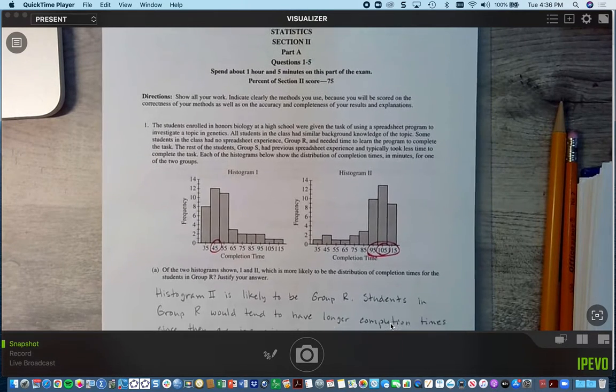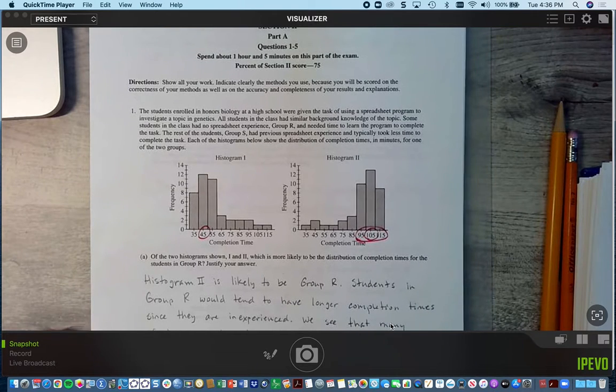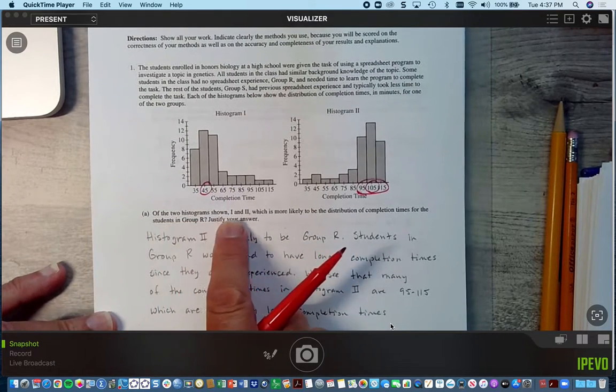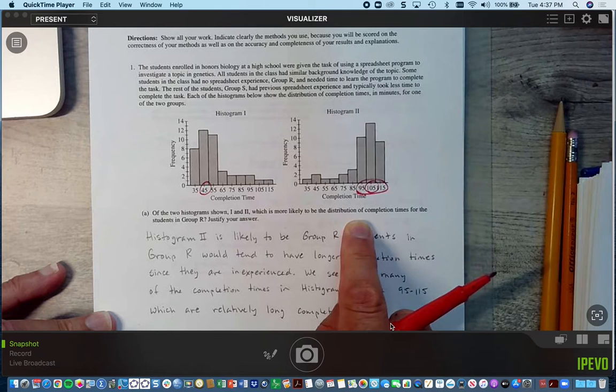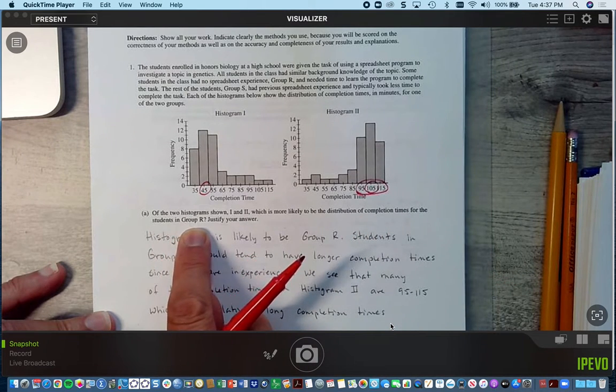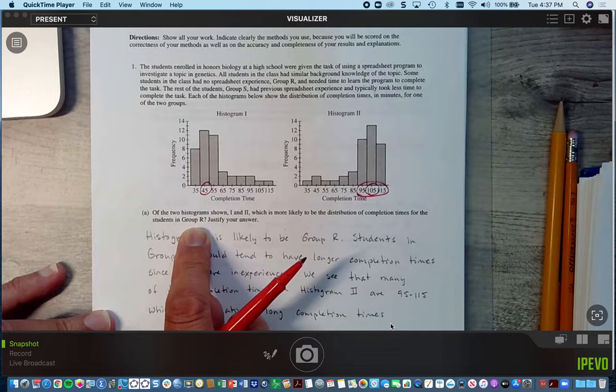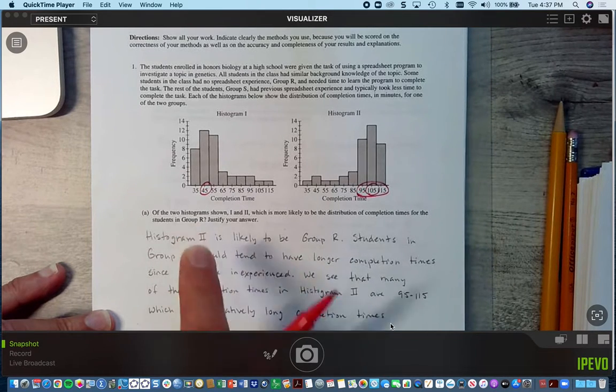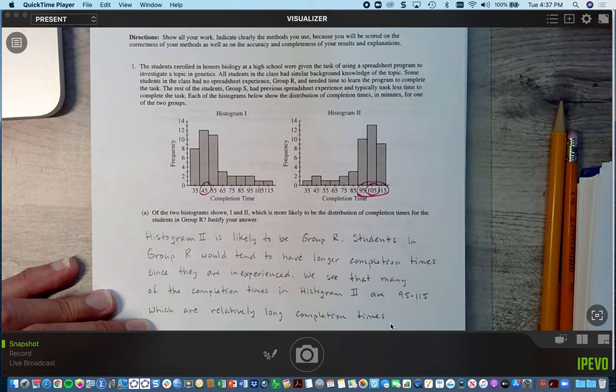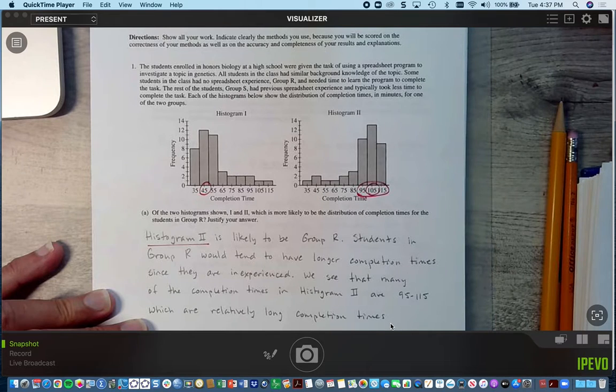This first question, and I'm not going to read the entire question. You took the exam and remember what the questions were about. This one was about using a spreadsheet to complete a task. There were 2 groups. One group was experienced using the spreadsheet and another group was not. The question said, of the 2 histograms, 1 or 2, which is more likely to be the distribution of completion times for the students in group R? And group R was the group that was inexperienced. The first thing is you needed to be able to answer the question, and the answer was histogram 2 is the one that goes with group R.